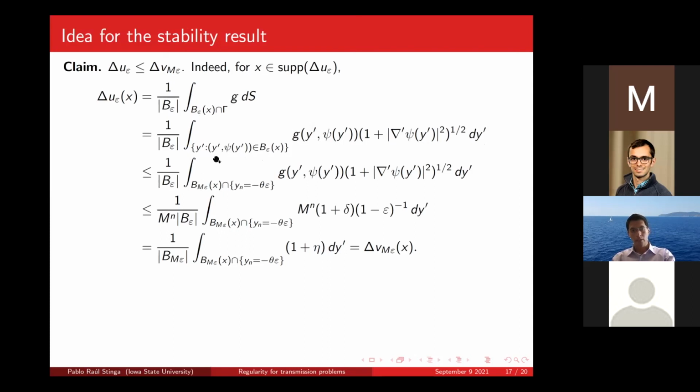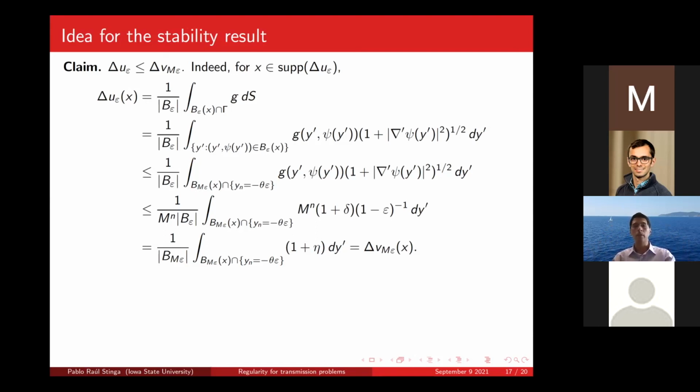So I increase this domain in the following way. So this is gamma in V epsilon. I'm going to increase by B_m epsilon, right? And I'm going to look at the y primes, not only the ones such that psi of y prime is on gamma, but all the y primes that are also below on that plane minus theta epsilon. That's a bigger domain. You have to do a careful geometric argument to see that this set is containing this.